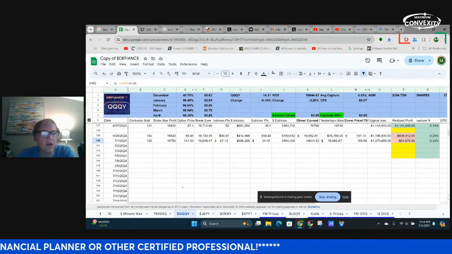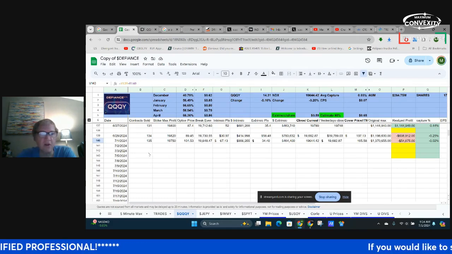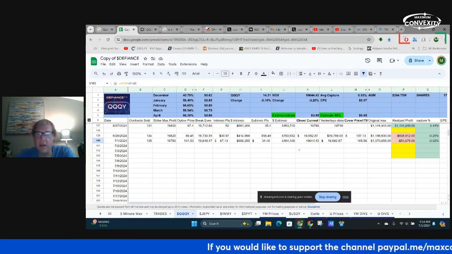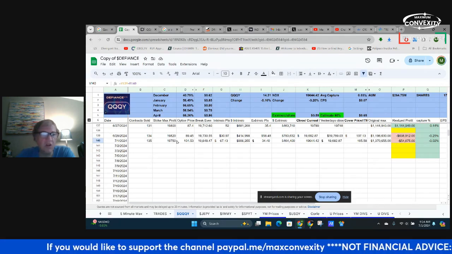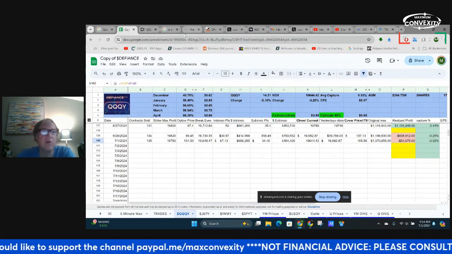Let's look at some of the trades for the Defiance and some of the more frequently traded YieldMax funds. All right, so right here, QQQI. Right now, they're losing $54,000 at this point in the morning. They sold the 19,750 strike for $101.